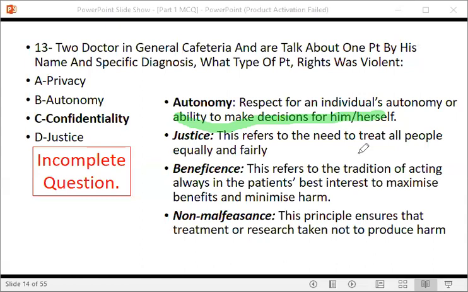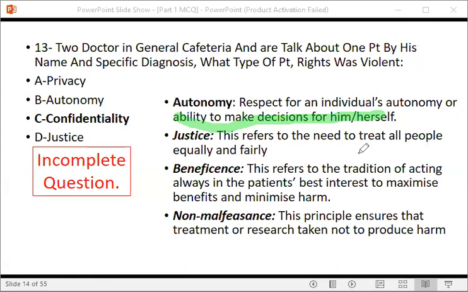What is justice? Justice refers to the need to treat all people equally and fairly. مسيحي، يهودي، مسلم، كافر، أبيض، أسود، ما يهمنا. كأطباء we will treat them. ما نسأل والله في eligibility ولا ما في eligibility. ما نسأل عن أي حاجة. Just treat them at the best level of care.